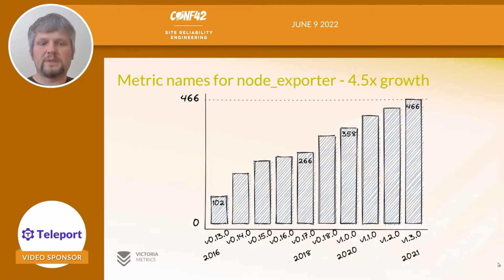The number of unique metrics exposed by applications grows not only in Kubernetes services but in any application. For instance, the node exporter component, which is usually used in Kubernetes for monitoring hardware, also increases the number of unique metrics. The number of metrics in node exporter increased from 100 to more than 400 in the last 5 years.